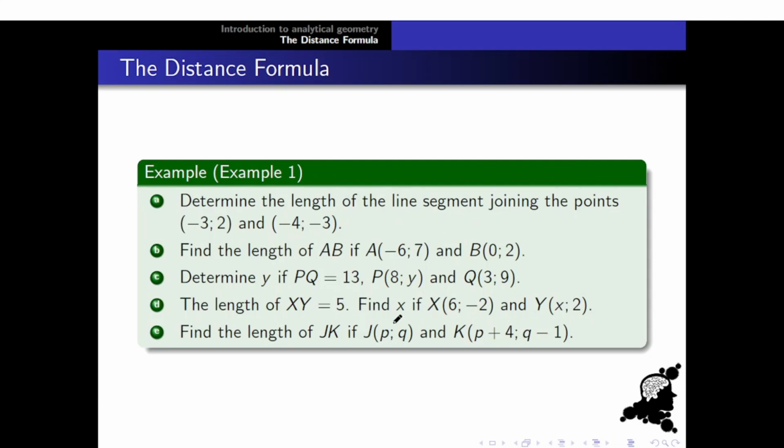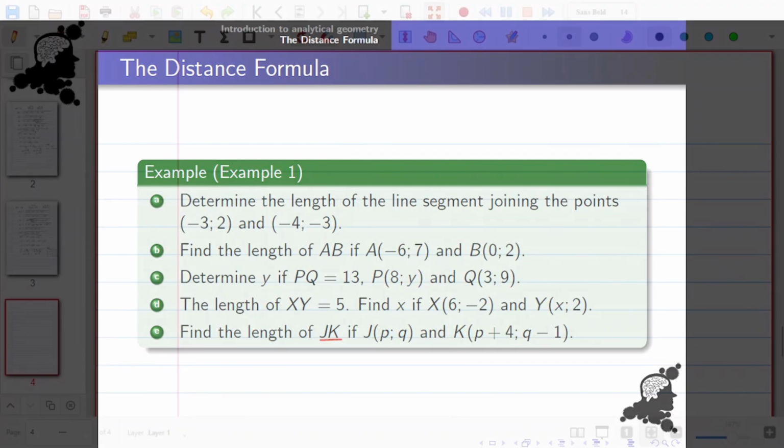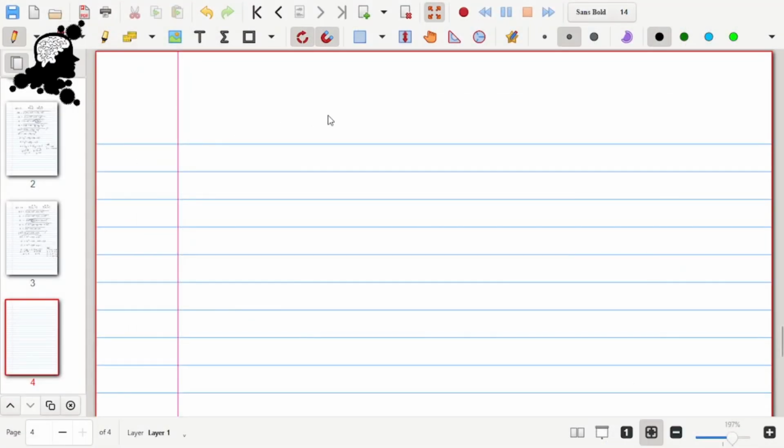So the last question says we need to find the length of JK. We're given the coordinates of J are P and Q. K is P plus 4 and Q minus 1. Let's get into this one. Notice that this time the length of JK is not given, but we're given that the coordinates of J are P and Q. Then we're given that the coordinates of K are P plus 4 and Q minus 1.